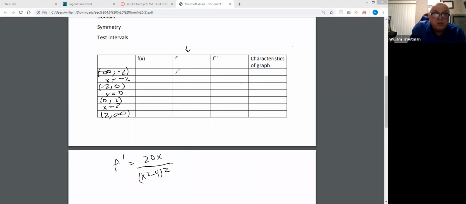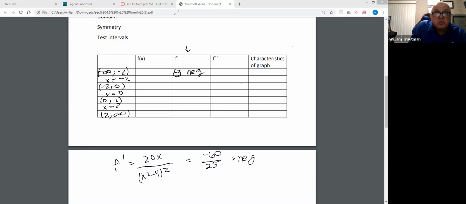And I'm going to write down the point between negative infinity and -2 is -3. So I'm going to use that point, and I'm going to plug -3 in here. 20 times -3 is -60. If I plug -3 down on the bottom, I get 9 minus 4 is 5. 5 squared is 25. I get a negative answer. Do you see? So I get a negative slope.